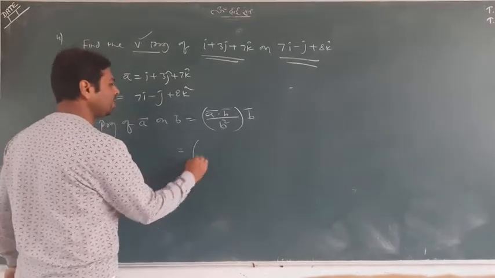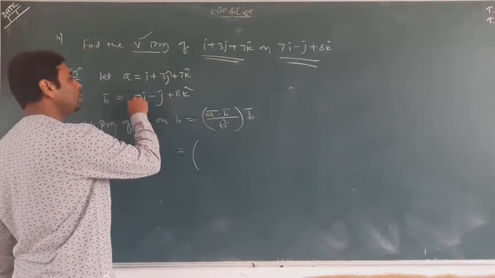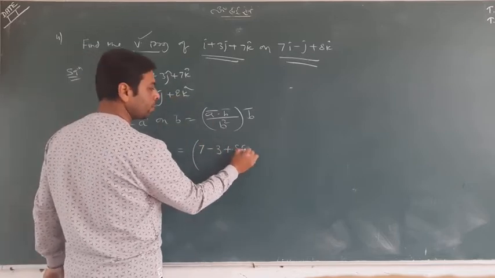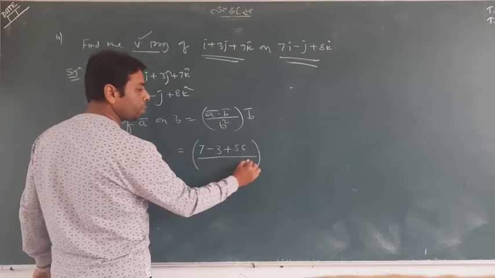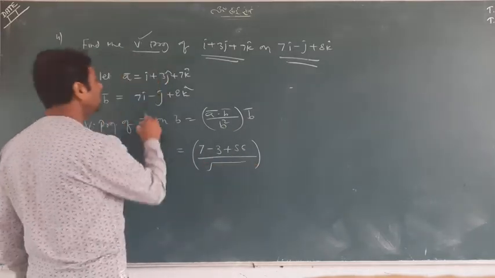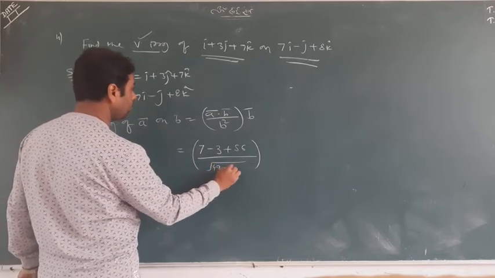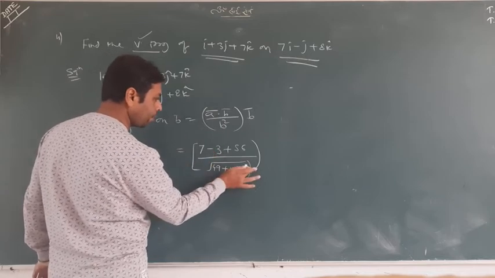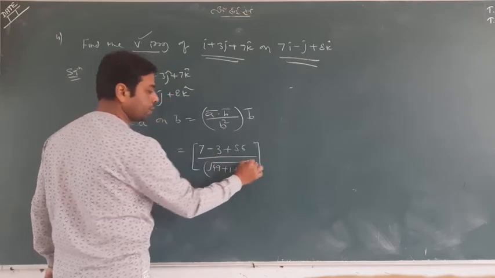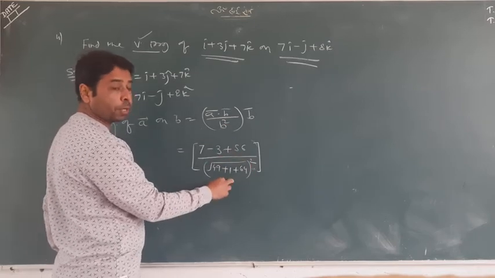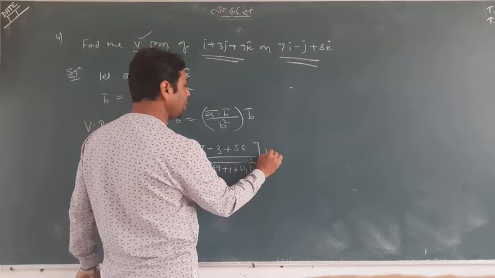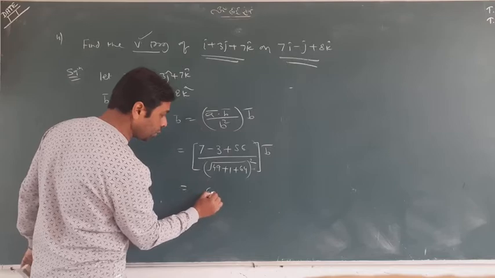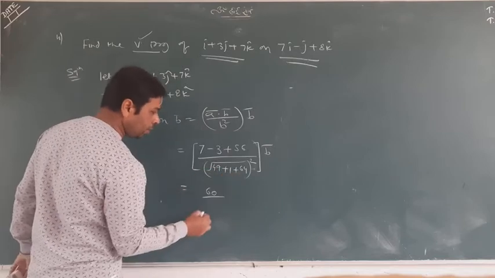Now put the values, guys. A dot B you can do on your own: 7 ones are 7, 3 ones are 3, 7 8s are 56. What is the meaning of B square? B square means mod B square. First of all, I will find mod B: 49, 1 and 64, and make a square. Look at this, this is square and this is mod B, and it's only B. I will write B alone.